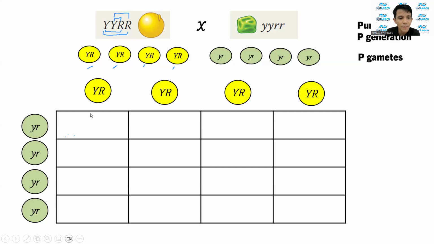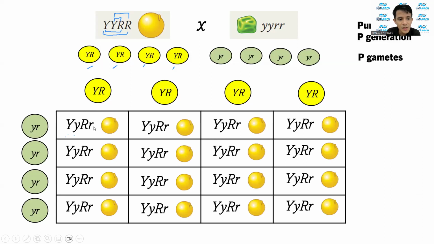For example, you have here a capital Y and a small y, and a capital R and a small r. So this is how it will appear. You have the capital Y, the small y, capital R, and small r. Then what does that mean? Capital Y, small y is heterozygous Y. It means that's yellow. Capital R and small r, that's heterozygous, so that's going to be round. And that's yellow, round seeds. And if you're going to cross everything there, you'll get the same result.